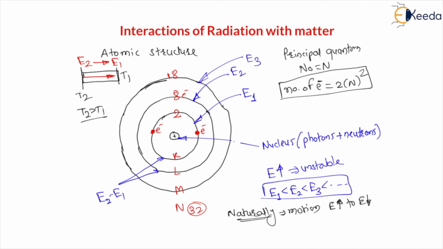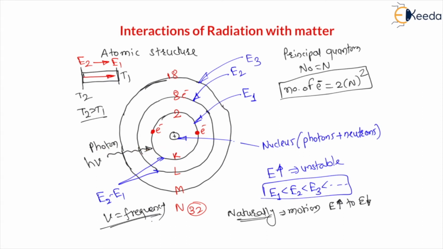Now my dear students, if I supply one photon of energy h nu, where you have studied what nu is, nu is the frequency of monochromatic radiation. Nu is nothing but the frequency of radiation. Now if I supply one photon of energy h nu, and this h nu is equal to the difference E2 minus E1, then there will be an electronic motion.